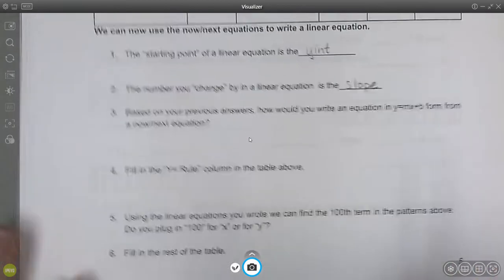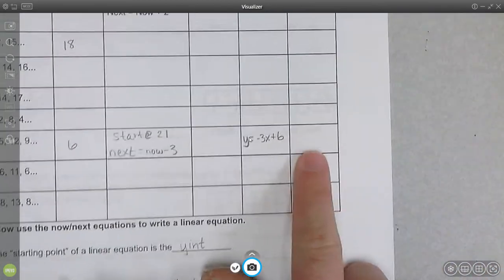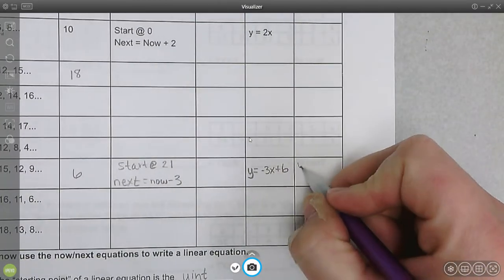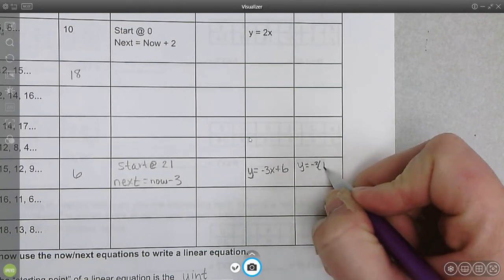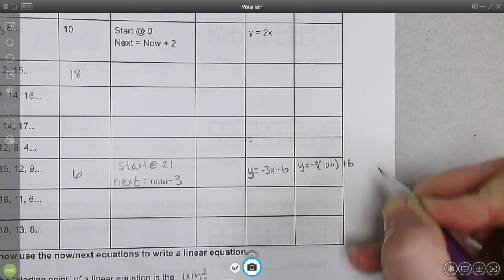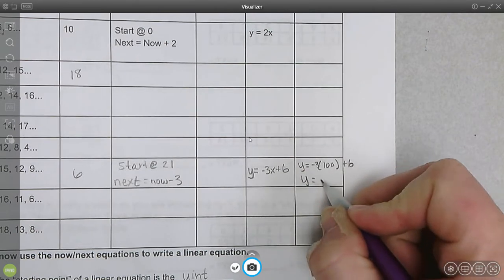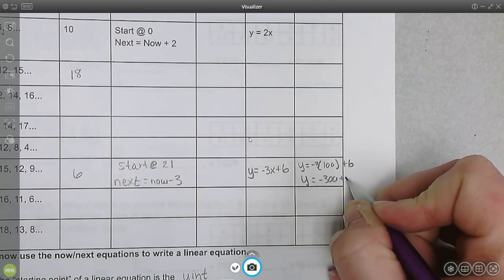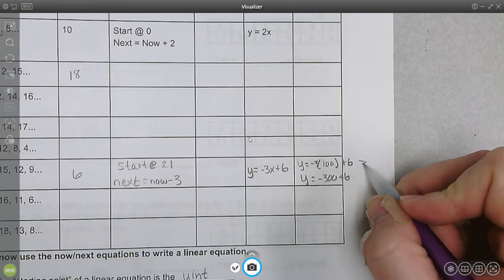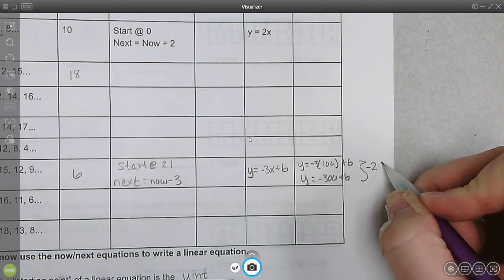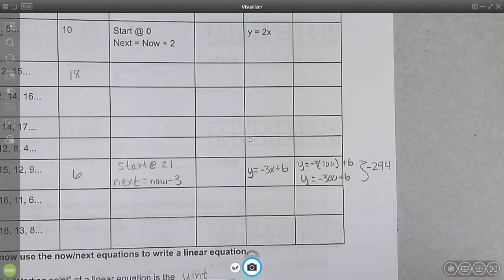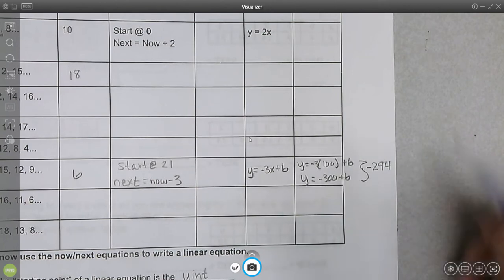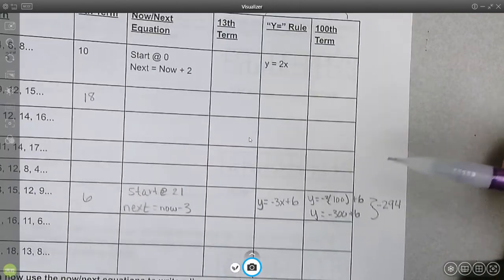We are actually going to plug it in for x. So to find the 100th term, we just take y equals negative 3 times 100 plus 6. So we have y equals negative 300 plus 6. So that would give you negative 294. And that would be your 100th term. So then you can go in and fill in the rest of your table.